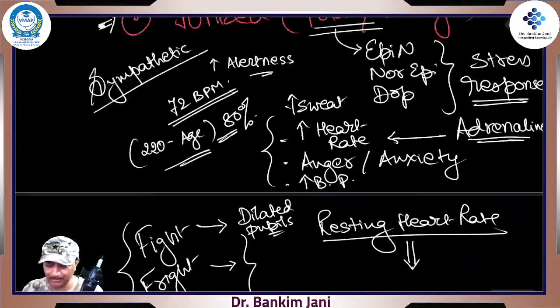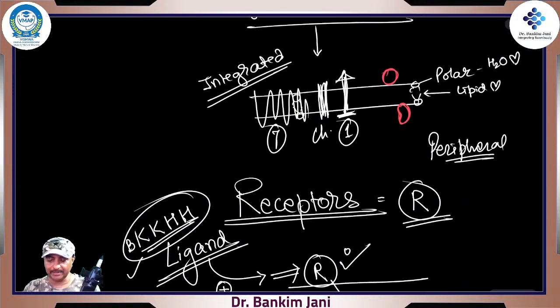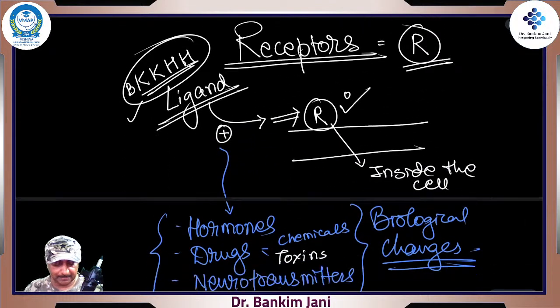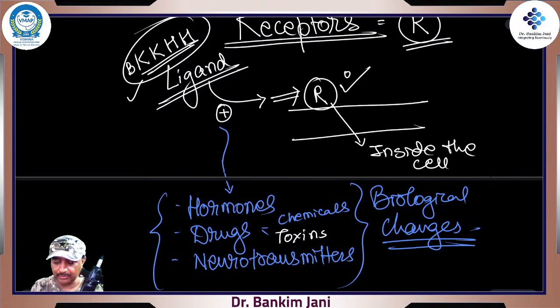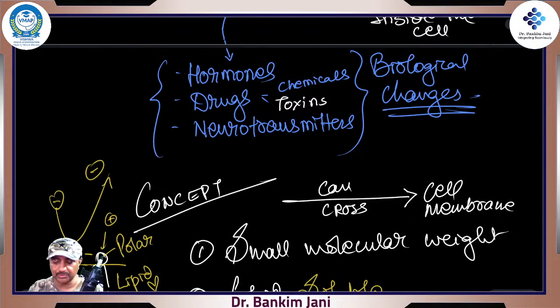This is like a superb story, and here it is. Right, so the cell membrane is integrated, and it has 7-pass receptors, it has channels, and it has 1-pass receptors, and 1 pass means it is enzyme linked or enzyme related. This is polar, and in between is lipid, lipid loving. So for receptors, we have the ligand, it acts on the receptor, and then there is some change inside. And these ligands could be hormones, drugs, chemicals, toxins, neurotransmitters, etc.